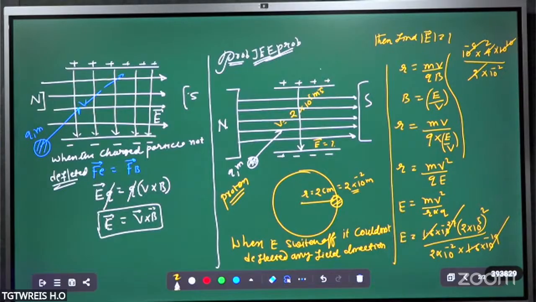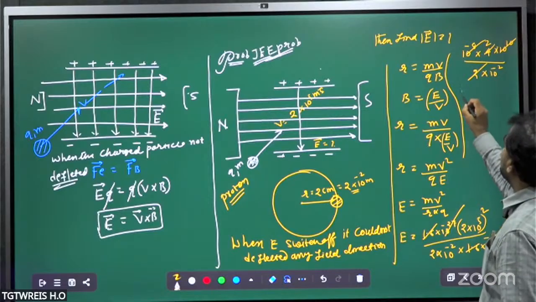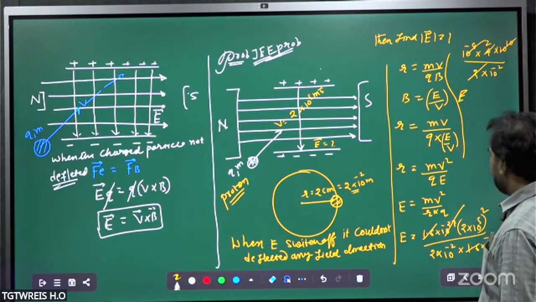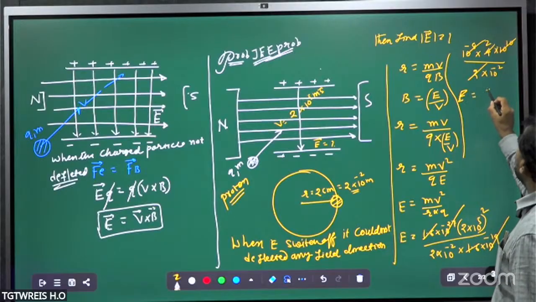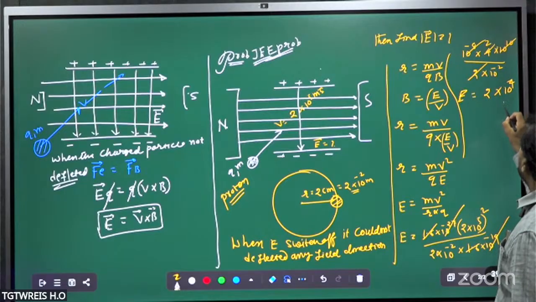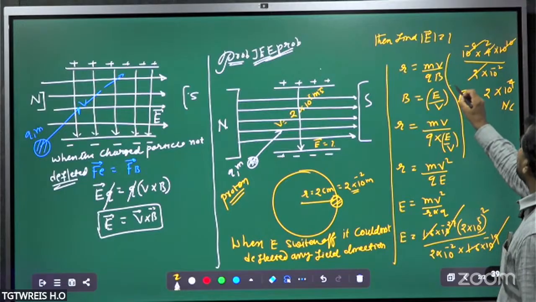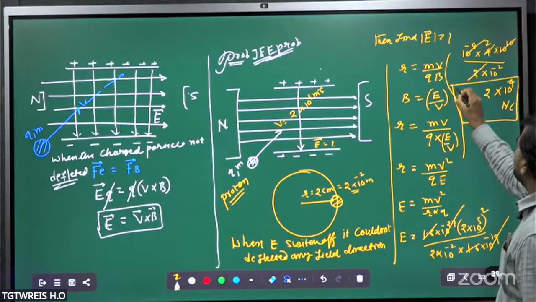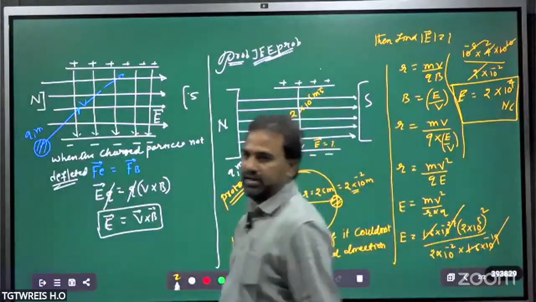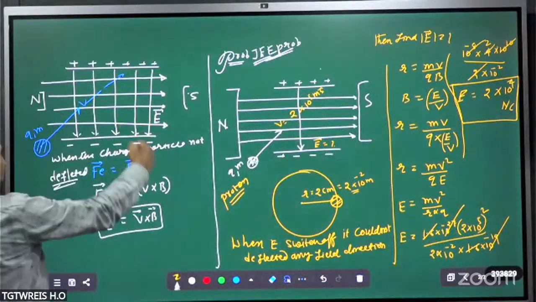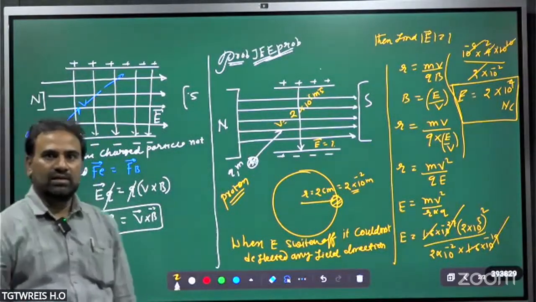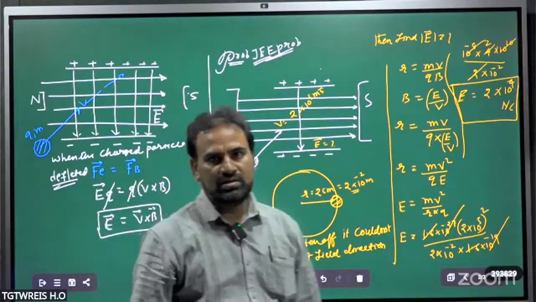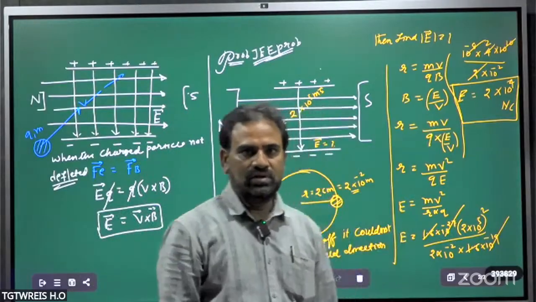The remaining term, where E is equal to, what is the value of E? E is equal to 2 into 10 to the power of 4 Newton per Coulomb. This much amount of the intensity of electric field we had applied before switching off across this system. Is it clear? Is it clear or not? Okay.